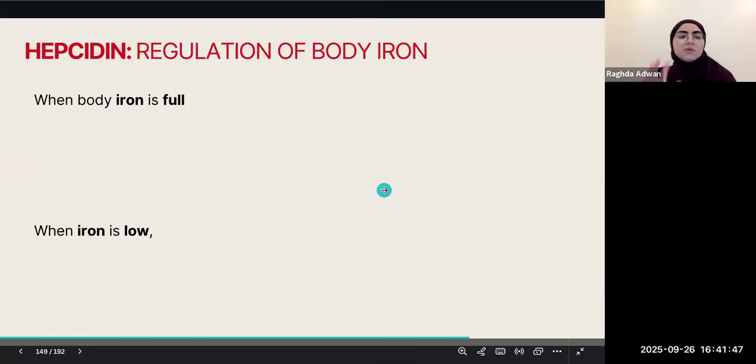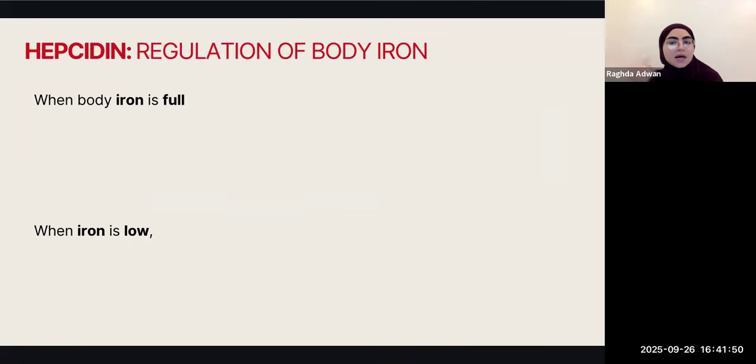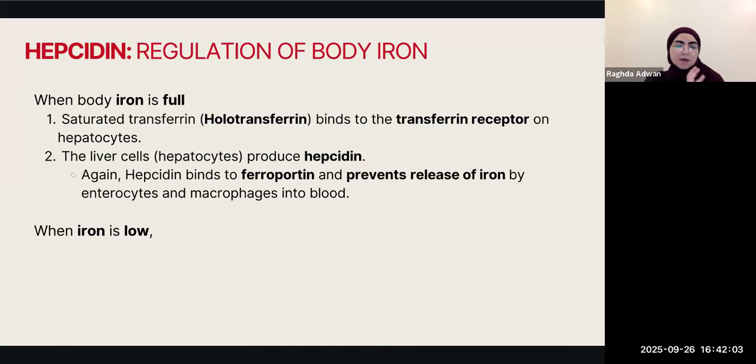Now, let's go back. Just to reiterate, because this idea can get confusing, and I just want to make sure it's repeated enough to stick in your heads. Hepcidin is there to control levels of iron. When there's too much iron in our body, hepcidin is released. When hepcidin is released, it binds to ferroportin and blocks it.